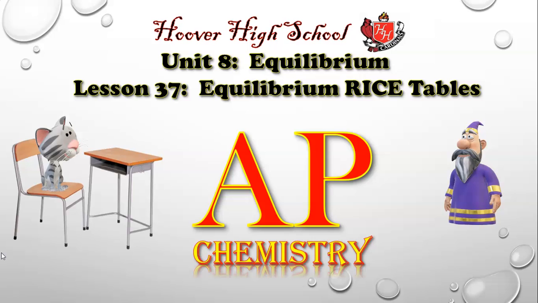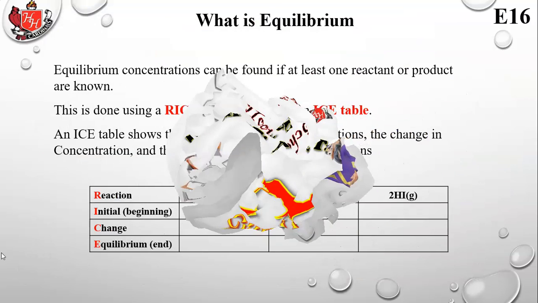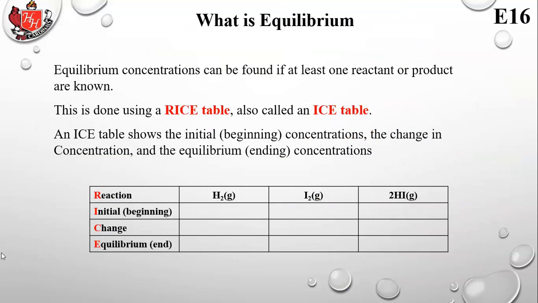Vancouver High, AP Chemistry. We're in Unit 8, Equilibrium, and this is Lesson 37, Equilibrium Rice Tables. So equilibrium, again, let's just review the concept.